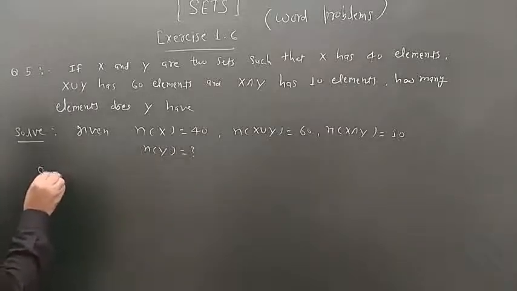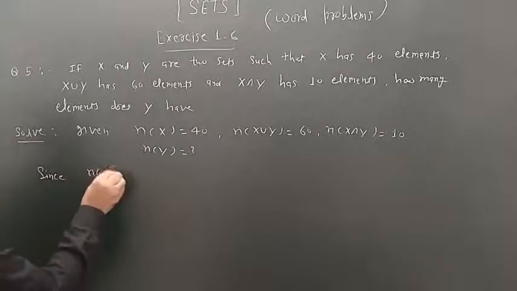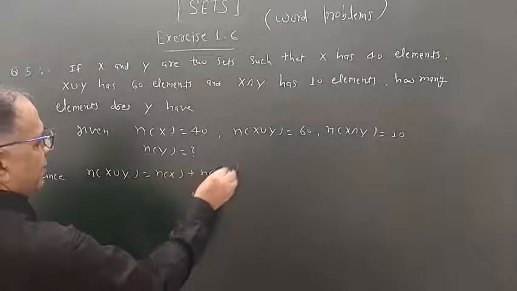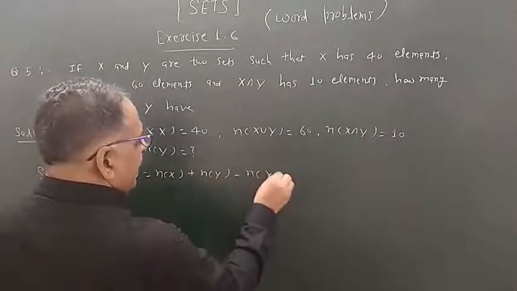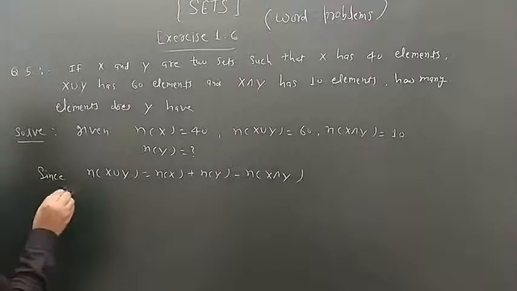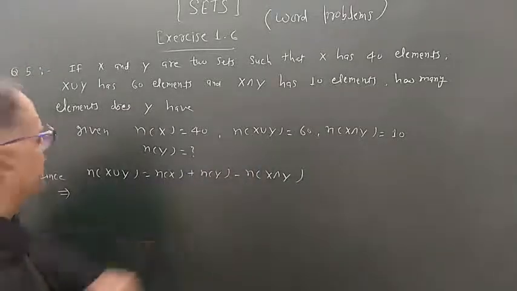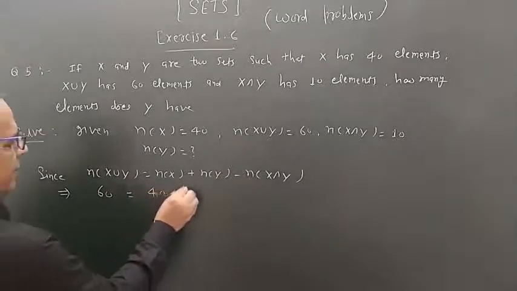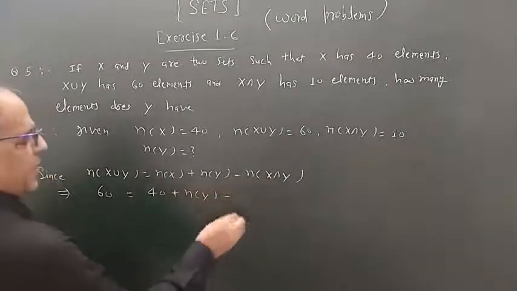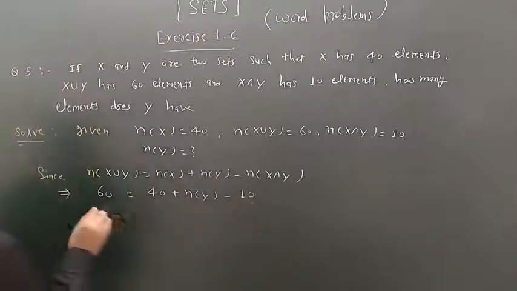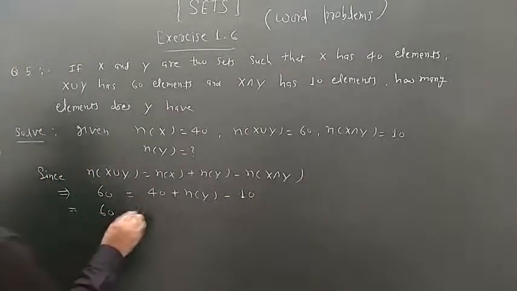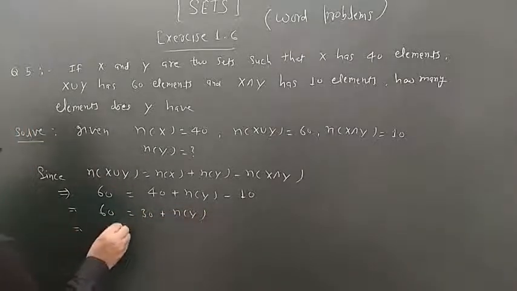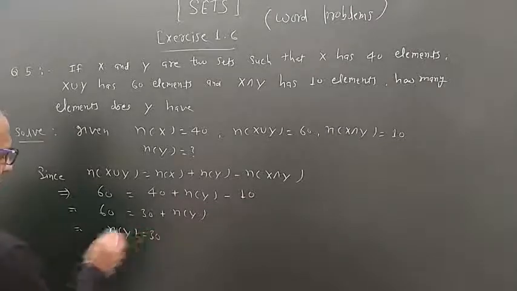Since we have the formula n(x union y) equal to n(x) plus n(y) minus n(x intersection y). Put the values. So n(x union y) is given as 60 here, n(x) is given as 40, n(y) we don't know, and n(x intersection y) is given as 10 here. So 60 equal to 30 plus n(y). So finally n(y) equal to 30.